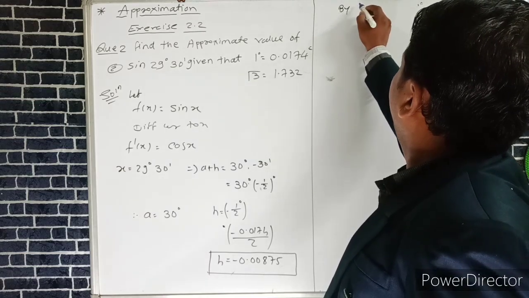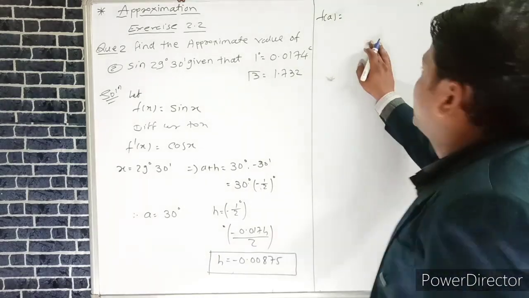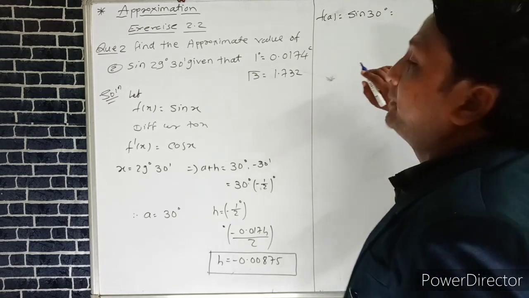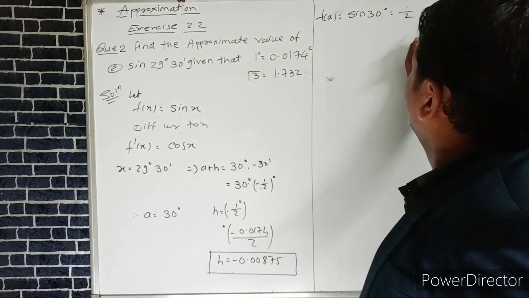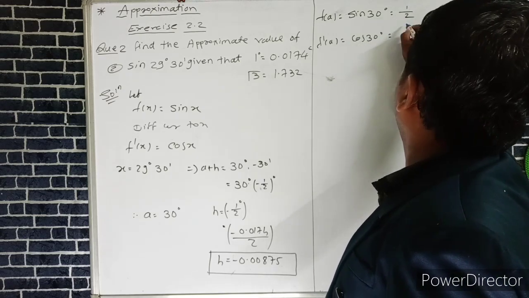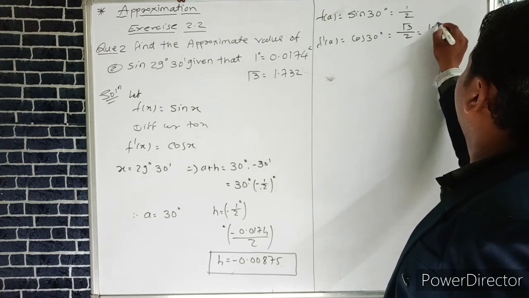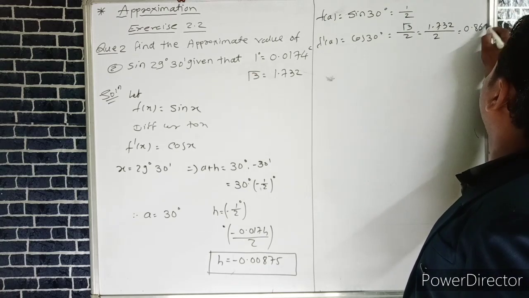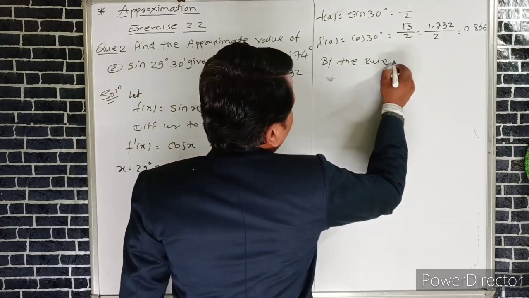We can write, first we find the value of f of a. When a is equal to 30 degree, f of a is sine 30 degree, which is sine of pi by 6, which is 1/2. Again, f dash of a is equal to cos 30 degree, which is root 3 by 2, and with root 3 as 1.732 upon 2, that is 0.866.